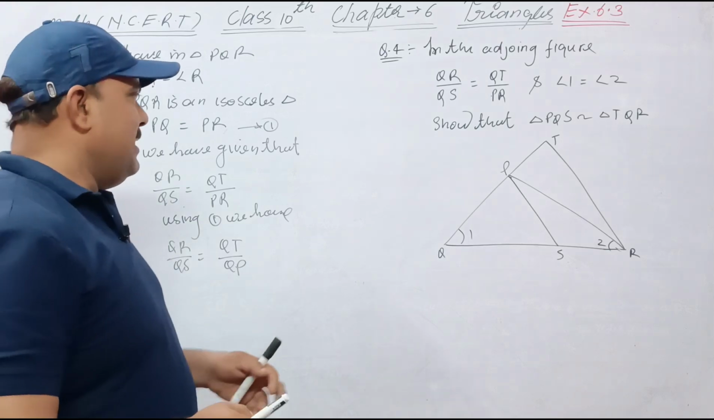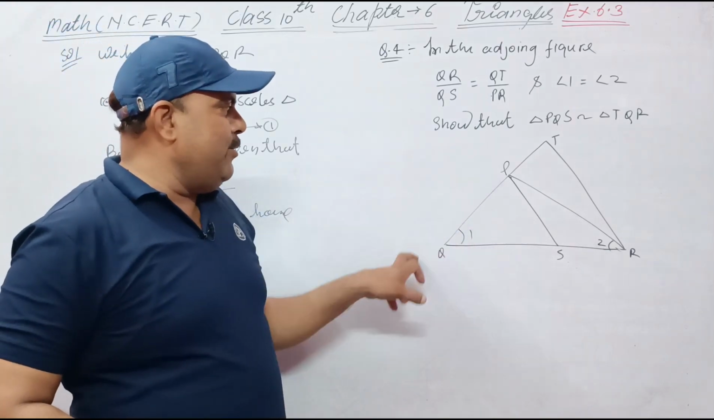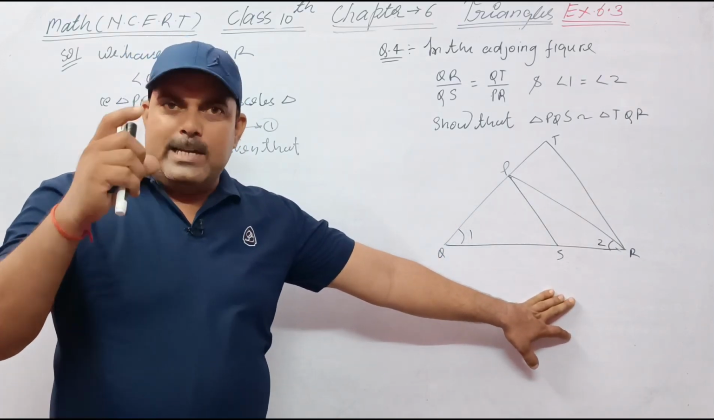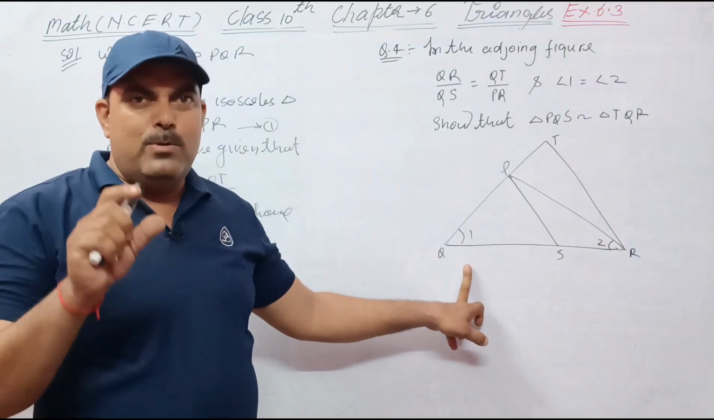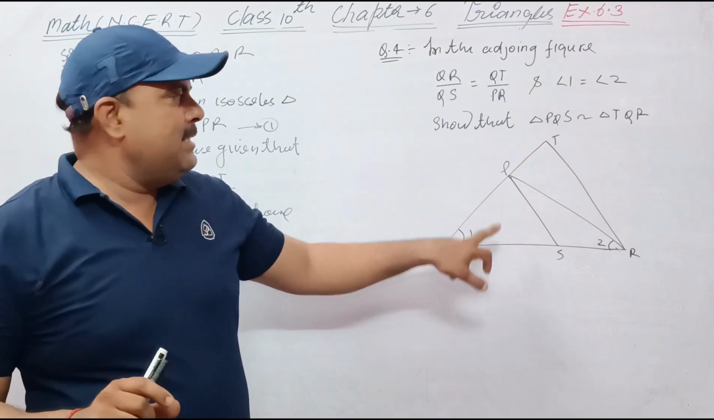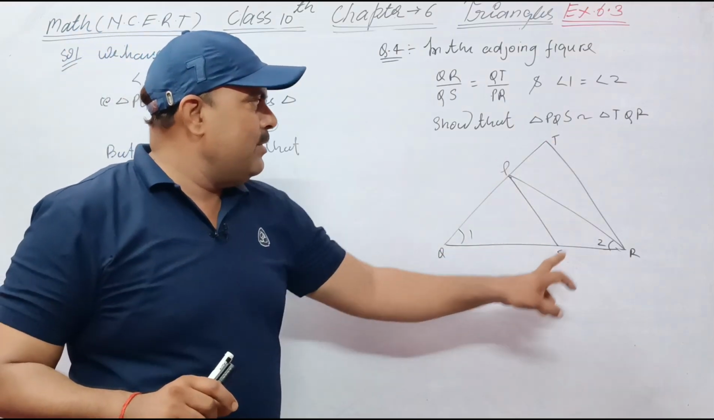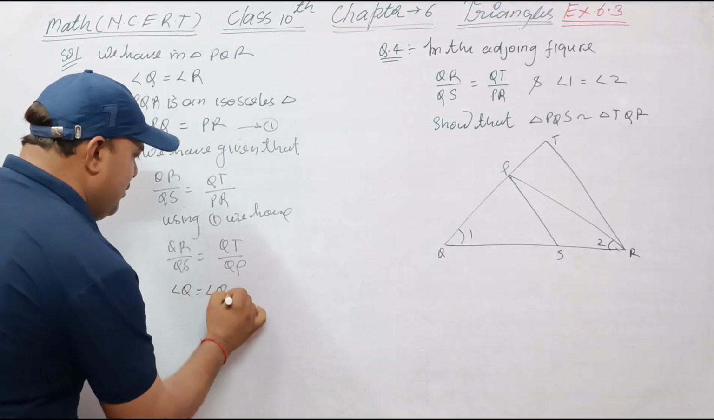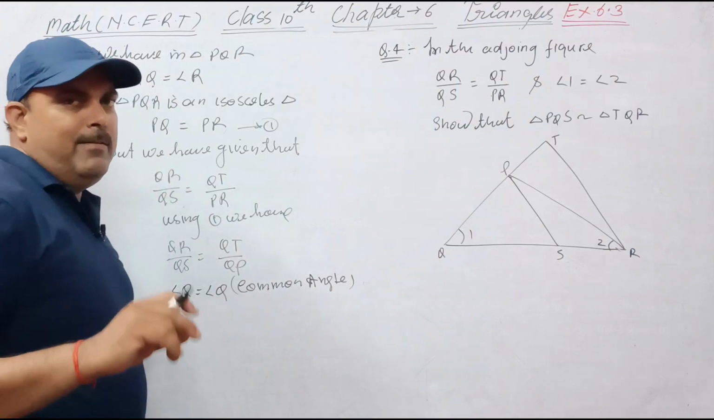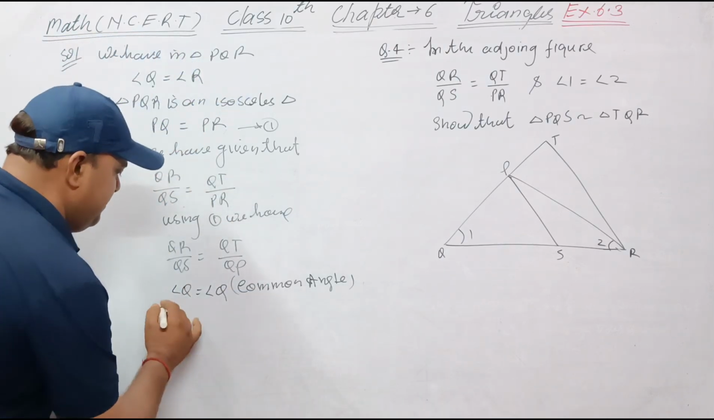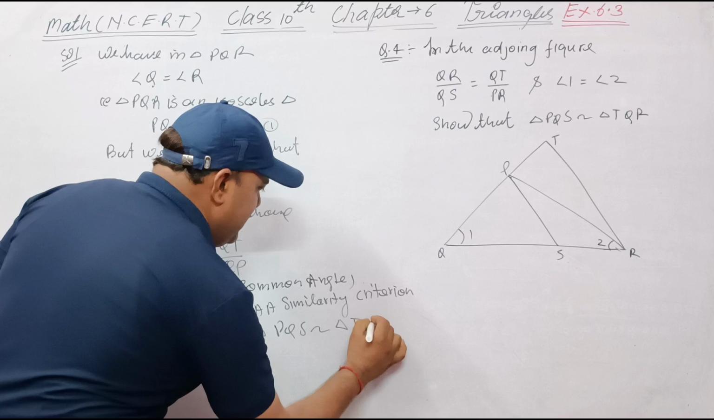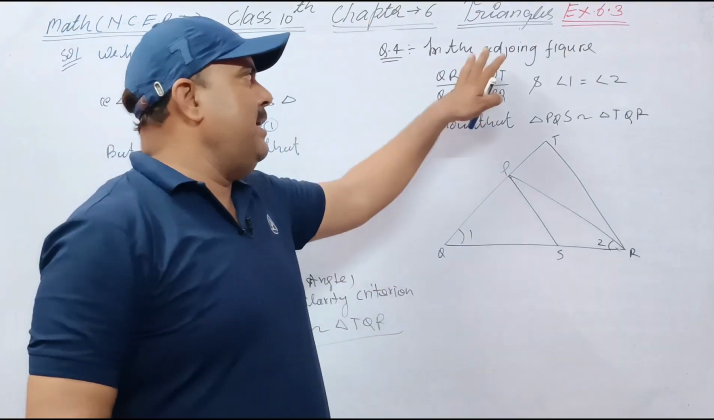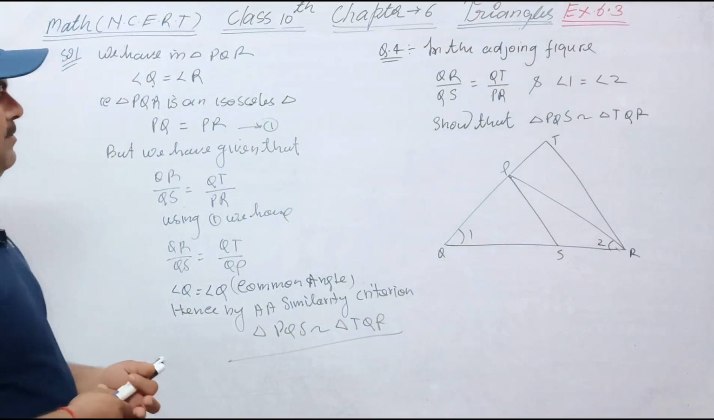Hence, the sides of the two triangles PQS and TQR are in proportion to corresponding sides, and angle Q is common in both the triangles PQS and TQR. Angle Q is equal to angle Q, common angle. Hence, by double A similarity criterion, triangle PQS is similar to triangle TQR. Hence proved. This is an important question. Now you can note down.